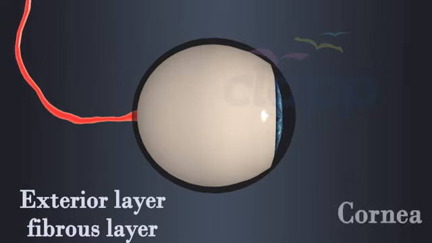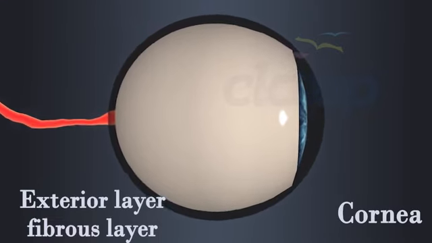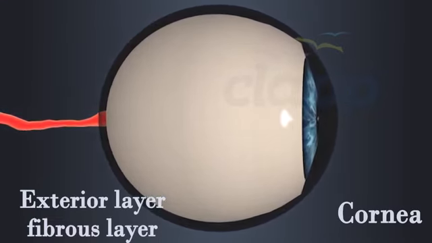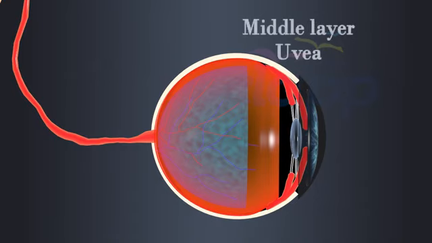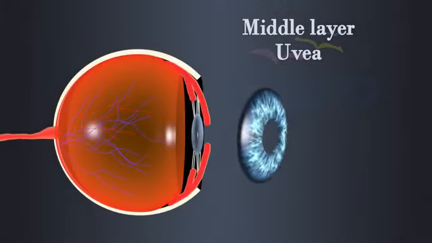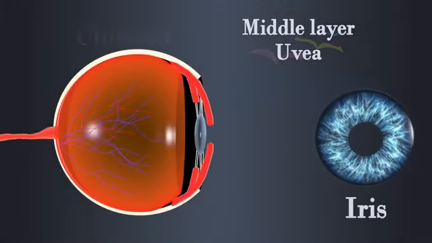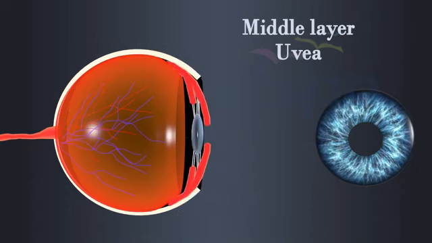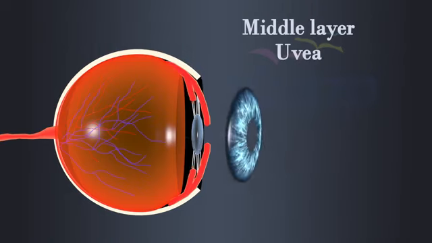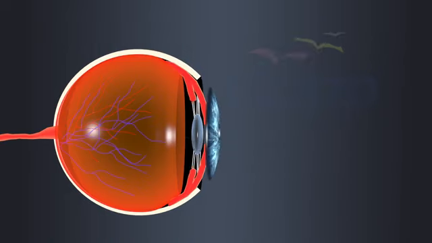The slight bulge in the sclera at the front of the eye is a clear, thin, dome-shaped tissue called the cornea. It provides shape and protection to eyes. Middle layer. Vascular middle layer of our eye is also known as uvea, and it is composed of three main structures: iris, ciliary body, and choroid. These three structures together play a crucial role in regulating the amount of light entering the eye, focusing incoming light onto the retina, and maintain the health of the retina.